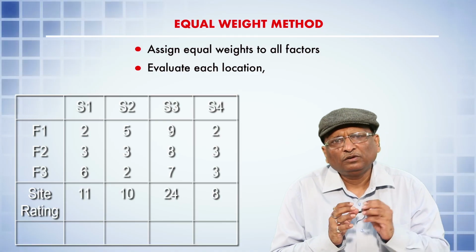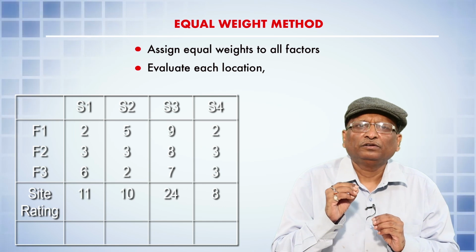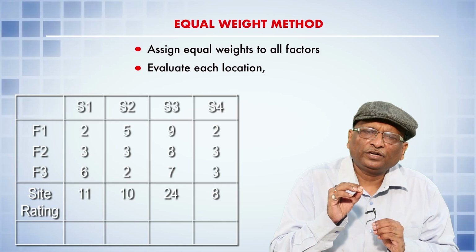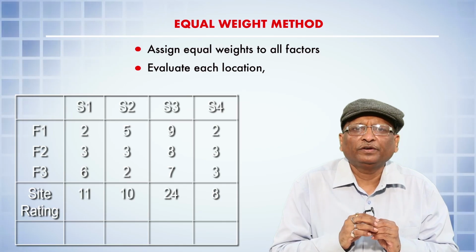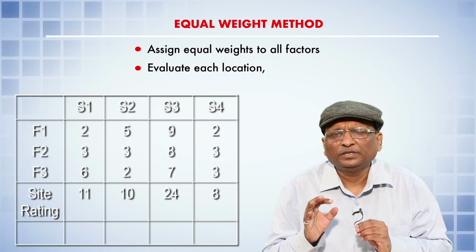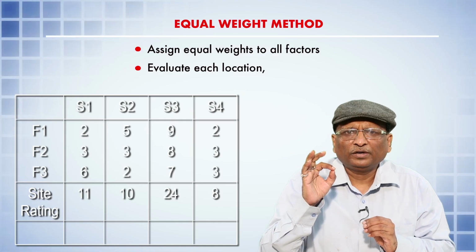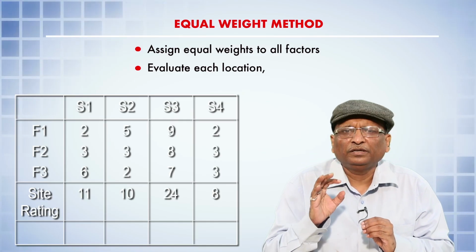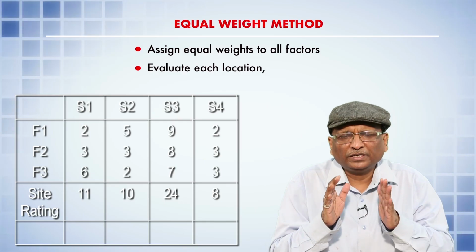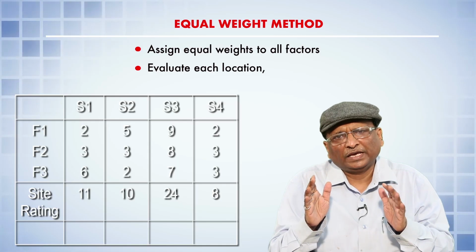For example, site 1 will satisfy factor 1 for weight 2. So, we have given weight 2. If you come to the last column, site 4, for factor 3, we are assigning weight 3. So, that means in the scale of 0 to 10, we are assigning.